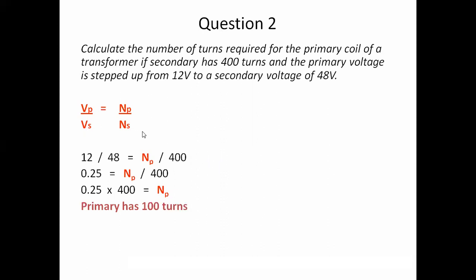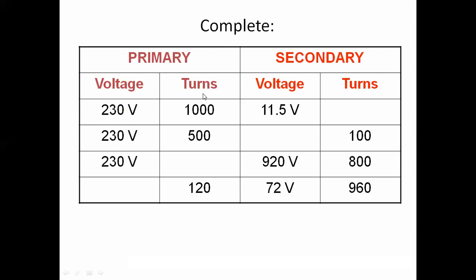So we call this equation also the voltage turn ratio. Whatever is the ratio of the turns, same will be the ratio of the voltages in the primary and secondary. Now you have to complete some questions here. Voltage 230 volt and the turns are 1000 and the voltage in the secondary is 11.5 volt. So what will be the answer? You may solve it and get the answers. Here 50 turns.